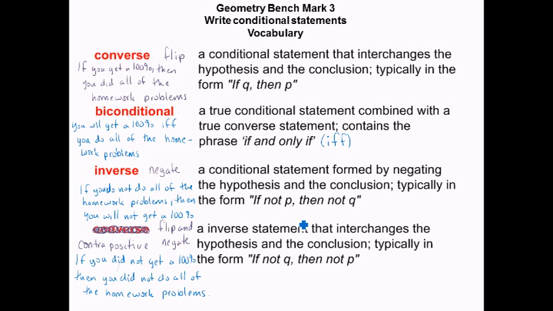If you do not get 100, see how we're flipped from if you get 100? So we're flipped, if you do not get 100, but we're also throwing the not in there. Then you did not do all of the problems. So conditional, if then; converse, flip those; inverse, negate, put no's in there; and then contrapositive flips and puts no's in there. And we will stop there today.